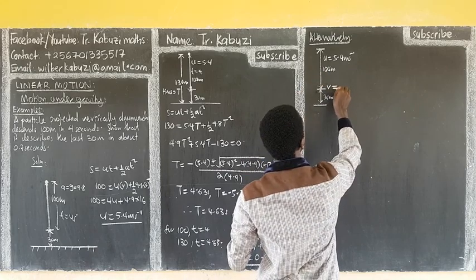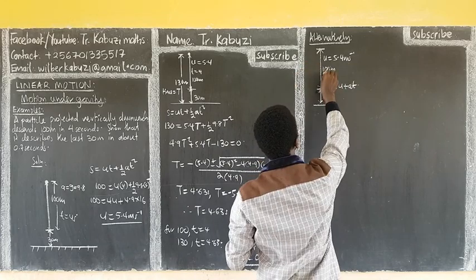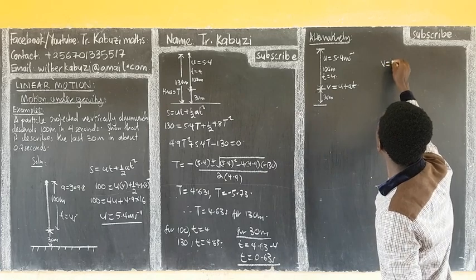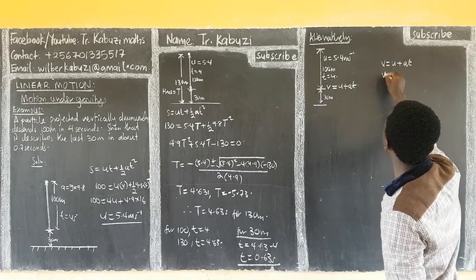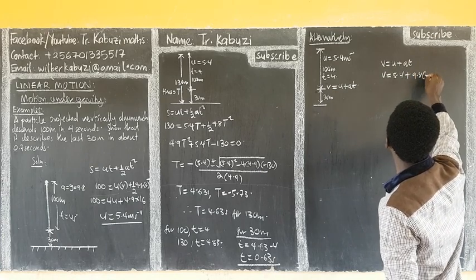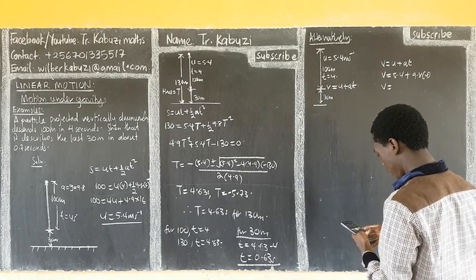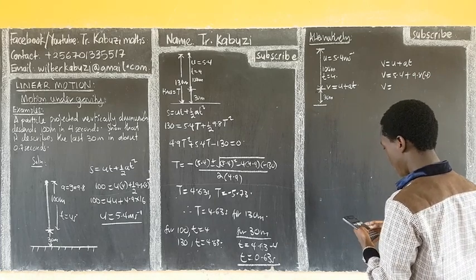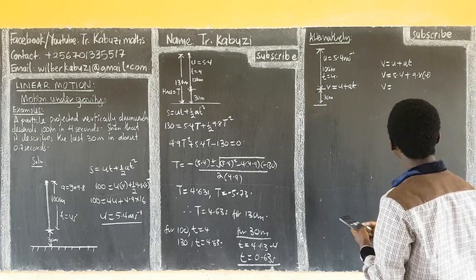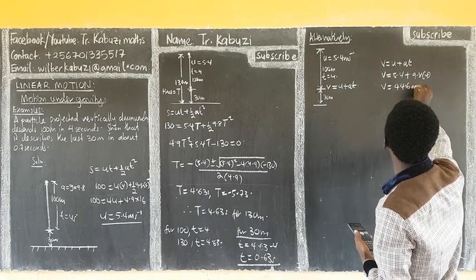Our v here will be equal to u plus at, from here up to here. So from here, my time is 4. So to get my v, my v will be u plus at. So my v will be 5.4 plus 9.8 into 4. So my v here is going to be 9.8 times 4 plus 5.4, giving me 44.6 meters per second.